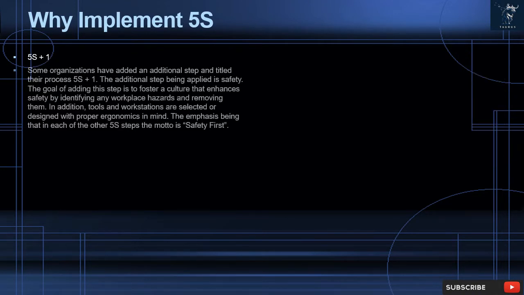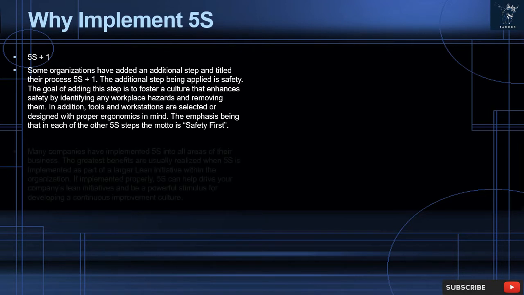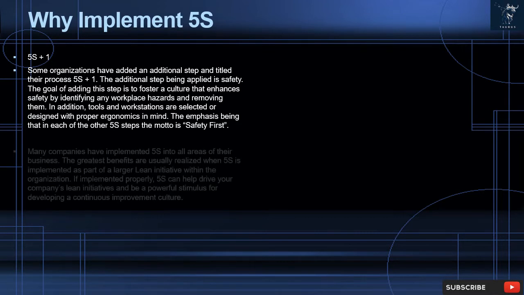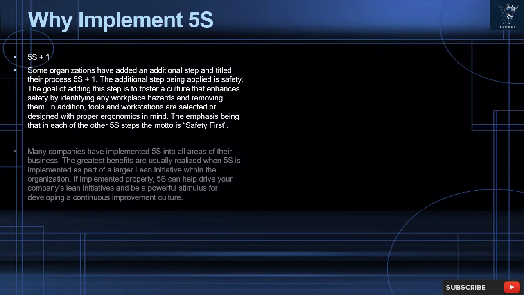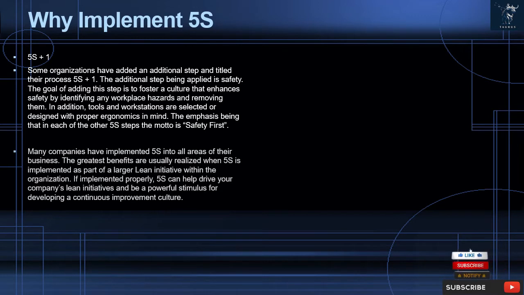5S plus 1. Some organizations have added an additional step to their process, called 5S plus 1. The additional step being applied is safety. The goal of adding this step is to foster a culture that enhances safety by identifying any workplace hazards and removing them. In addition, tools and workstations are selected or designed with proper ergonomics in mind. The emphasis being that in each of the other 5S steps the motto is safety first.